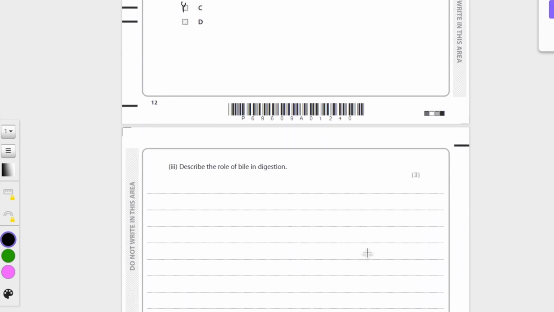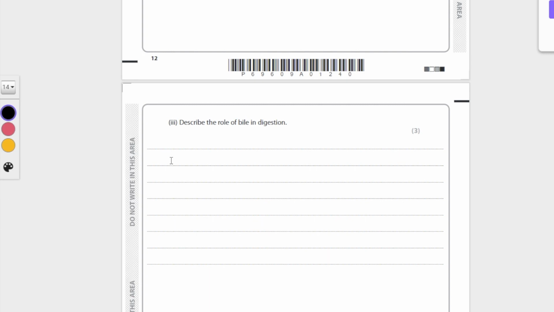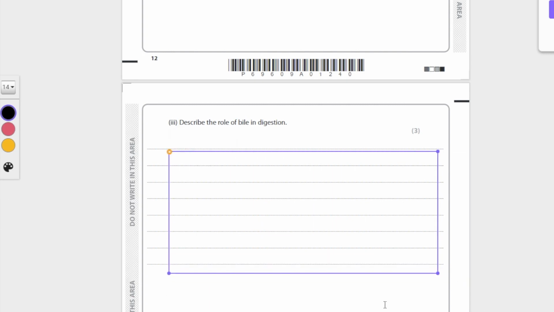Okay, the role of bile in digestion. Only 3 marks. Usually this question is 4 marks, but it's a very simple question. For this question, there's two things you have to say, and you have to explain the use of each. The first use is that bile neutralizes stomach acid. Bile is alkaline, so it's going to neutralize the stomach acid to set the optimum pH for enzymes in the small intestine.